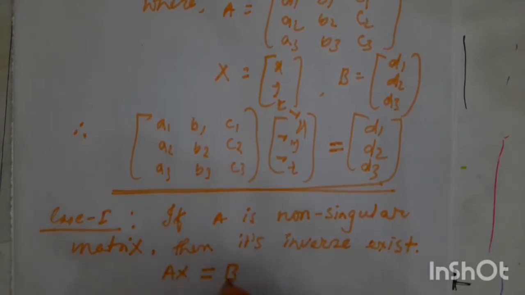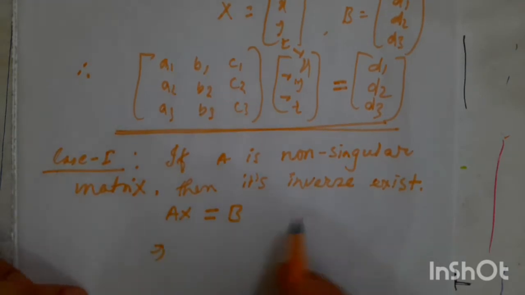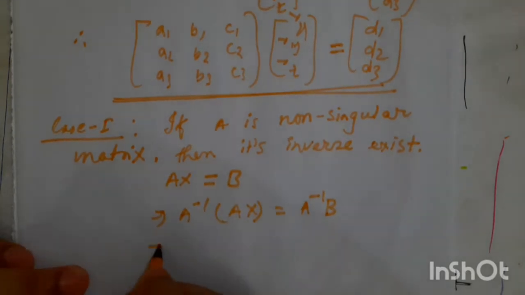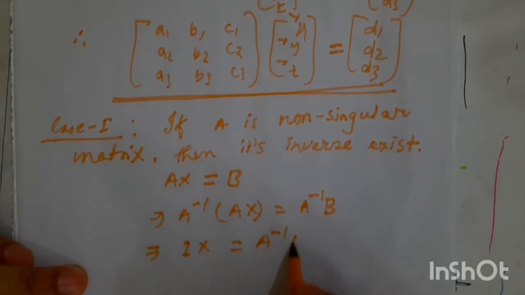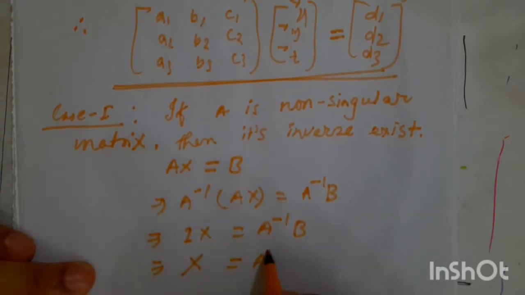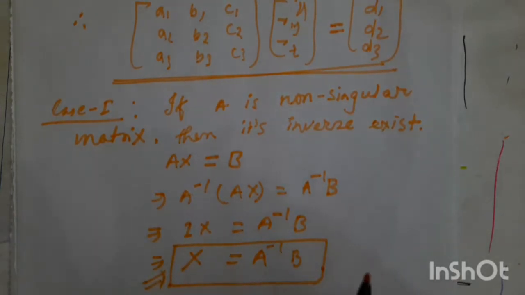Here is the equation AX equal to B. Multiplying both sides by A inverse, what are we getting? A inverse into A, that is I, into X equal to A inverse B. The identity matrix is such that multiplying any matrix by it gives the same matrix back, so X equal to A inverse B. It is very important. By using the inverse of a matrix, we can find the value of the unknowns from a system of linear equations.